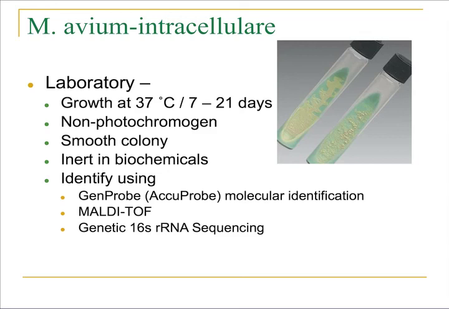In the laboratory, it grows at 37 degrees in about 7 to 21 days. It grows more rapidly than does TB. It's a non-photochromogen. The organism's smooth and has a light, kind of buffy color, with a very little bit of a yellow tone to it. This organism's inert in biochemicals. So we're very lucky that we do have molecular identification, MALDI-TOF mass spec, and genetic 16S RNA sequencing to help us with the identification of this organism.